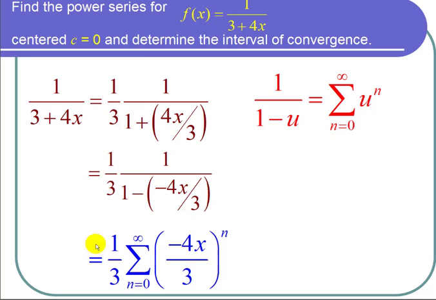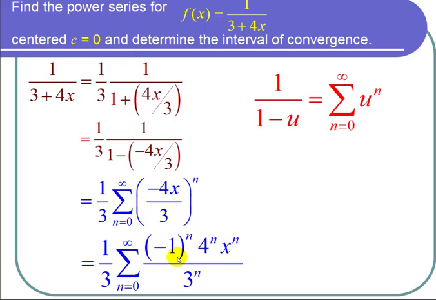So I can rewrite this as, still have the 1/3, summation from n equals 0 to infinity. Well, u is our negative 4x over 3, so I get negative 4x over 3 to the nth power. So there's my series, but I can clean it up a little bit. I can distribute the nth power and write it as 1/3 times summation from n equals 0 to infinity of negative 1 to the n times 4 to the n times x to the n over 3 to the n.